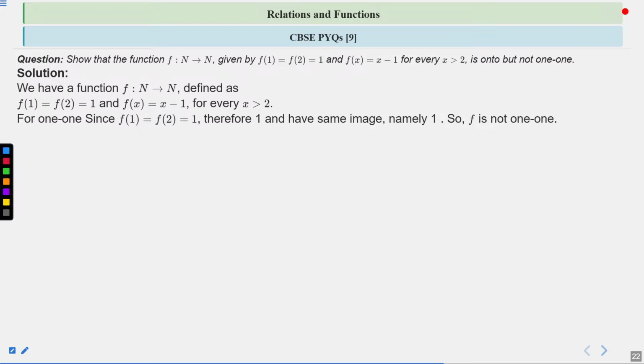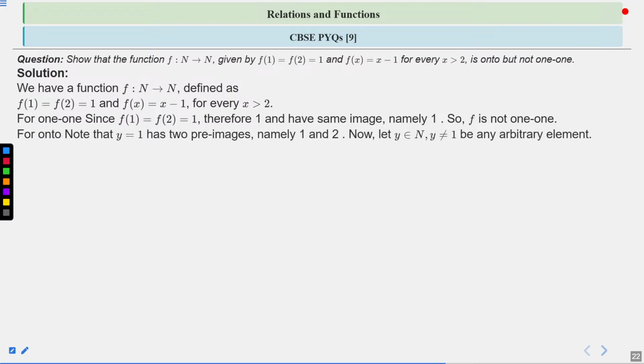Now for one-one, since f(1) = f(2) = 1, therefore 1 and 2 have the same image, namely 1. So f is not one-one. Therefore we can say that f is not one-one. For onto, note that y = 1 has two pre-images, namely 1 and 2.